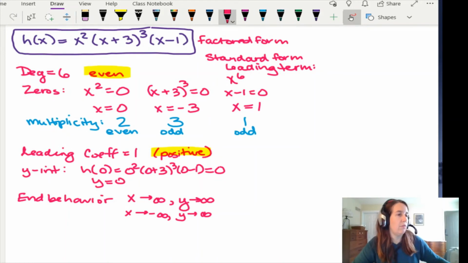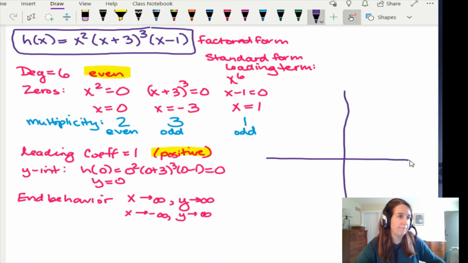Okay, so let's look at the graph for this function. We have zeros at 0, negative 3, and 1. And we notice that our y-intercept is also 0, so that's already there. And then we know the end behavior is both ends of the graph are going up to infinity.